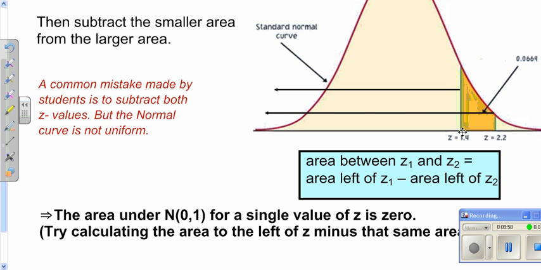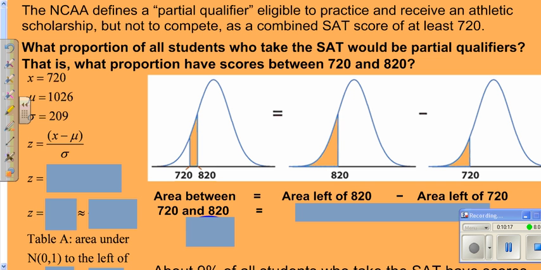The second z-score, the middle number in the middle of the chart, tells you what's to the left of this one here. We want to know what's in between, so we subtract those two areas. Make sure that you do not subtract the z-scores themselves. Subtract the portions of data from the middle of your chart.